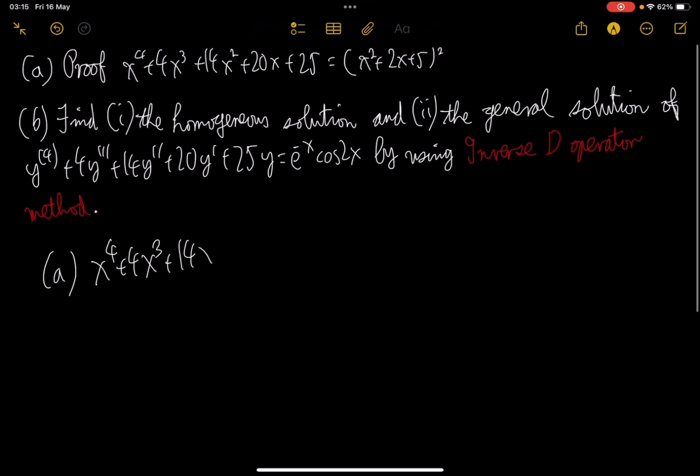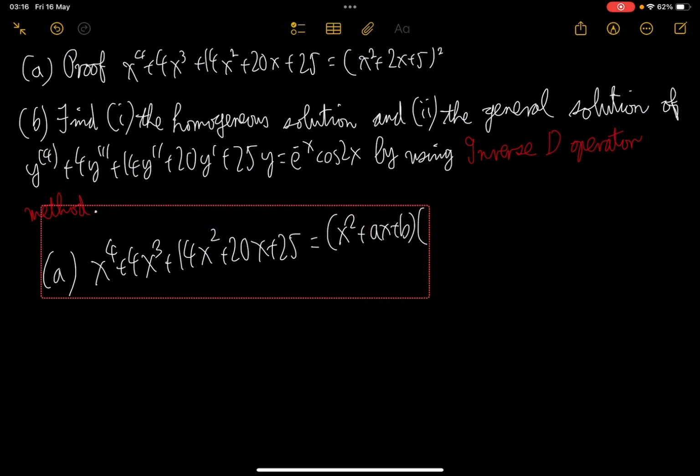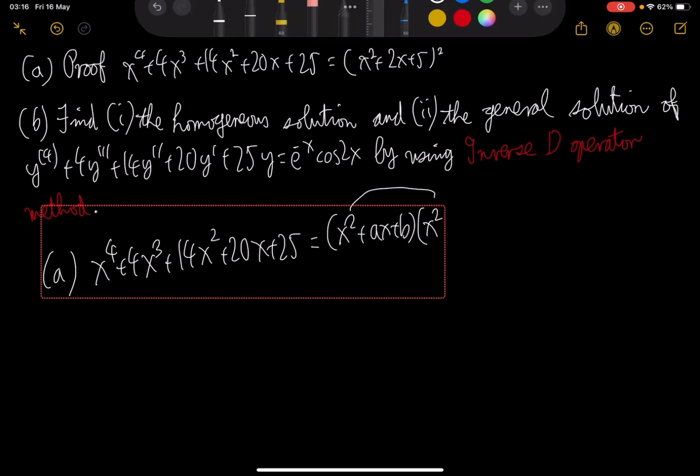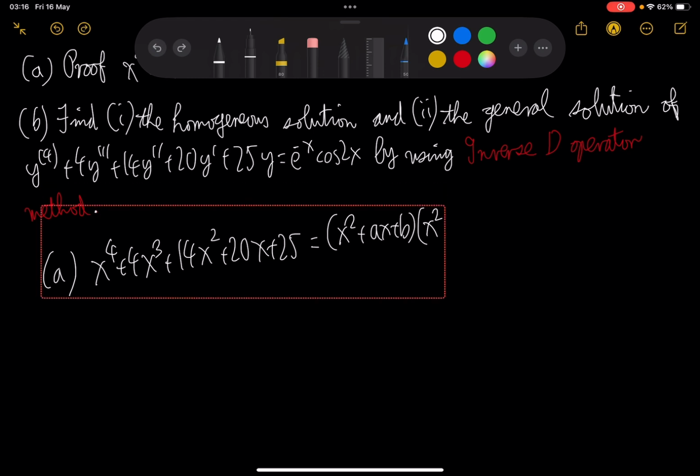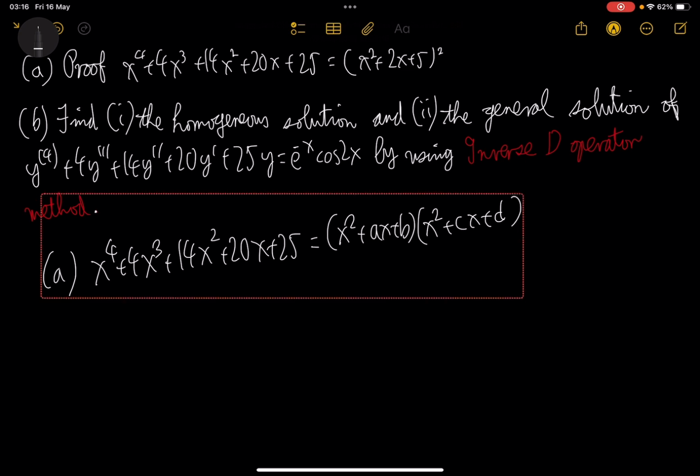You see the coefficient of x power 4 is 1, therefore we do not need to do anything about it. We can just write this as x squared plus ax plus b, and then times x squared plus cx plus d. When you expand it, the coefficient of x power 4 is 1, therefore we do not need to add in another coefficient. We expand that to get x power 4.